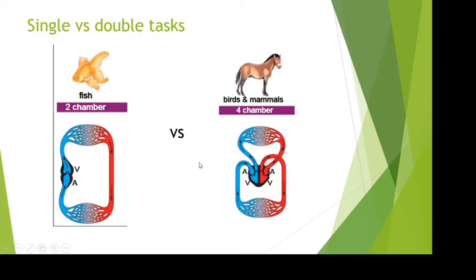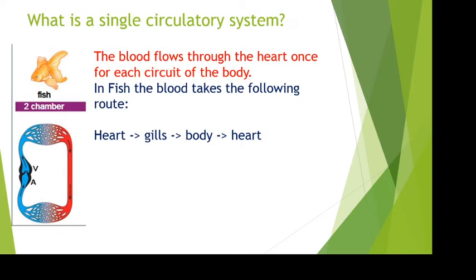So I'm just going to again just clarify what we mean by single and double circulatory systems, and then I'd like you to have a go. There's just a couple of questions, a few little questions to have a look at. Probably take you 5 minutes or so, just to get you thinking about these ideas. So, single circulatory system, that bit in red, that's your definition. A system where the blood flows through the heart once per circuit of the body. The route is, goes to the heart, then it goes to the gills, then the body, and then back to the heart. That's an entire circuit.